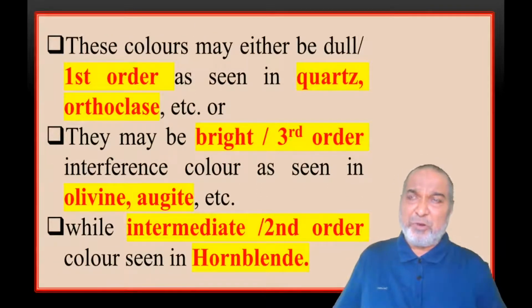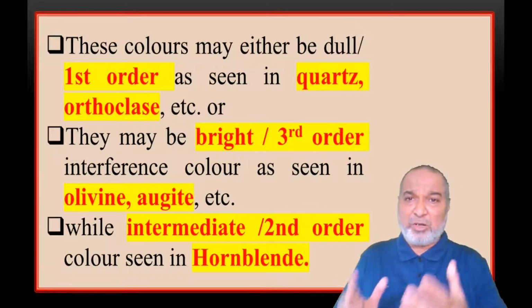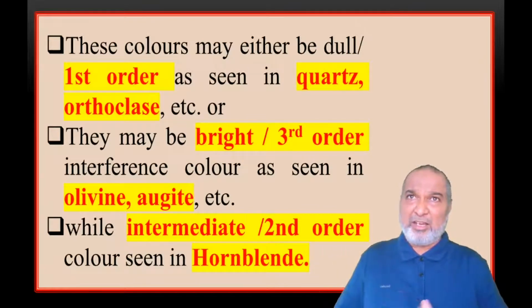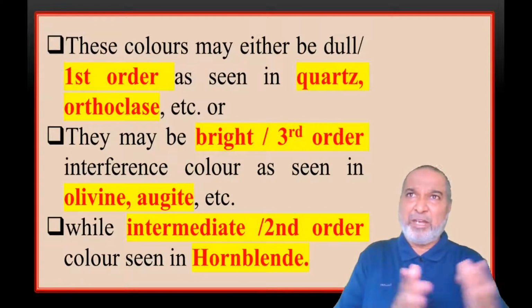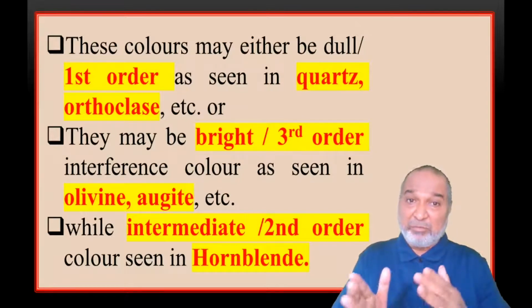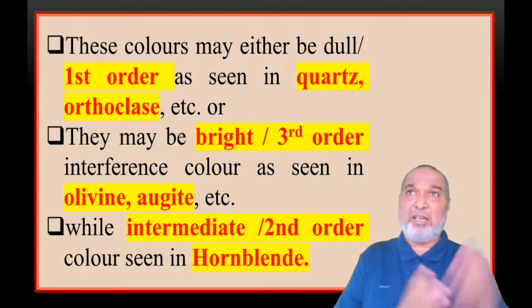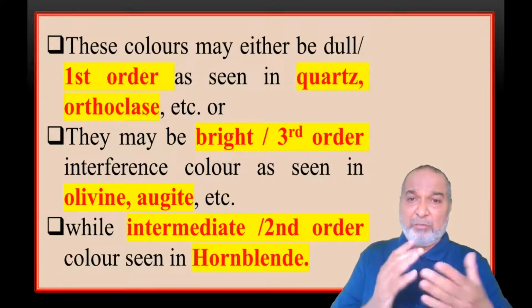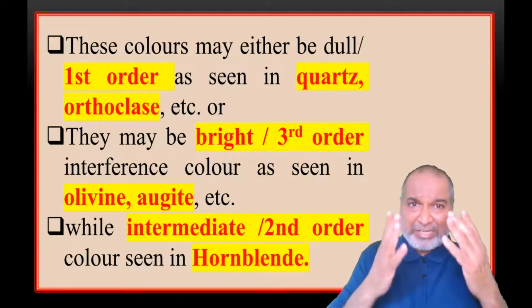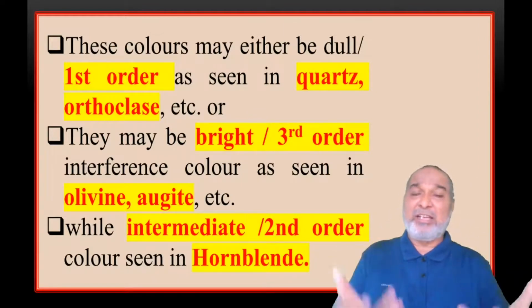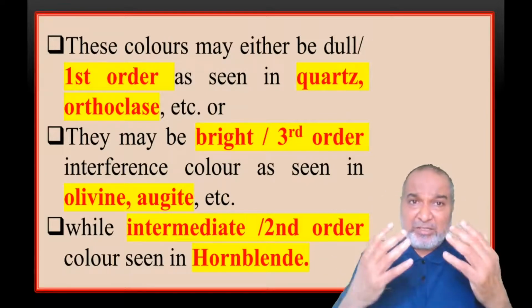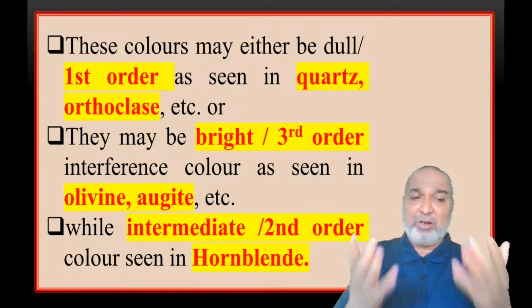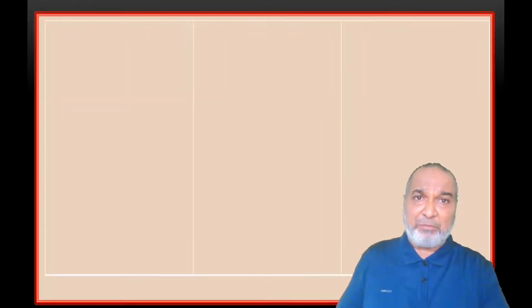The first order, which is the colorless mineral, quartz, orthoclase, normally shows dark gray color and dark yellow color. Whereas second order is a little bit brighter, bright yellow, a little bit of bright blue. Then the third order has brilliant colors, like augite, olivine, muscovite. But once I tell you these colors, it is not easy to identify or remember them. Unless I show you an example, you cannot understand. So we'll go directly to the examples.